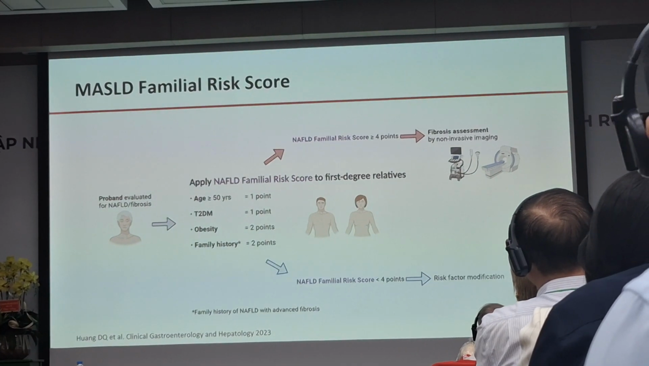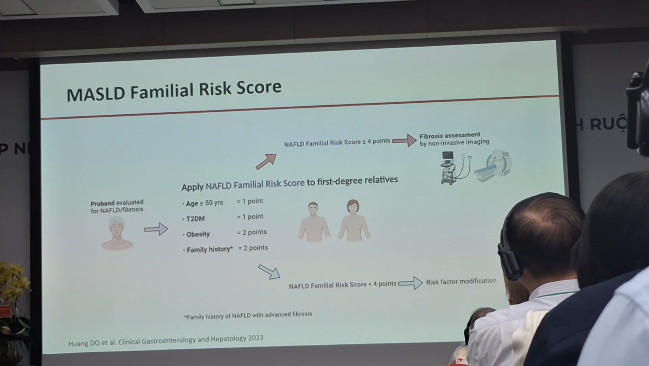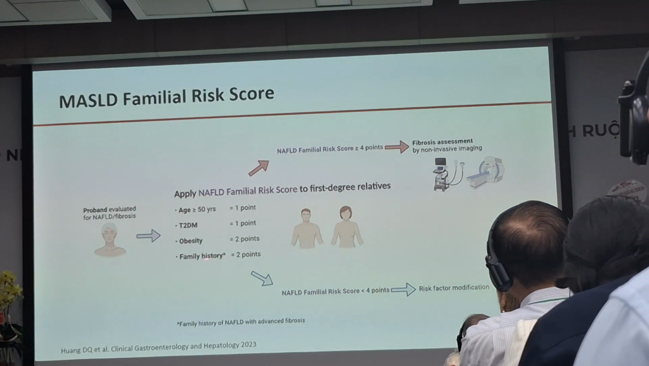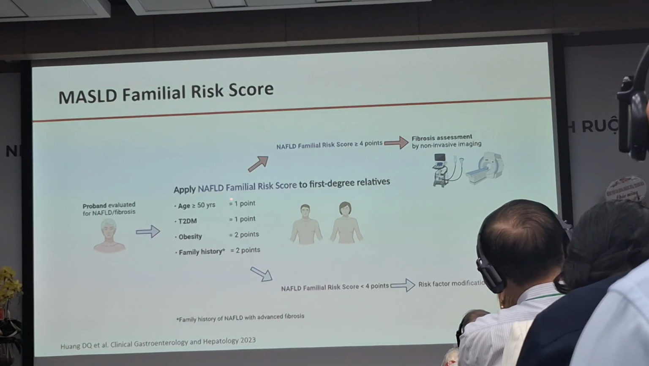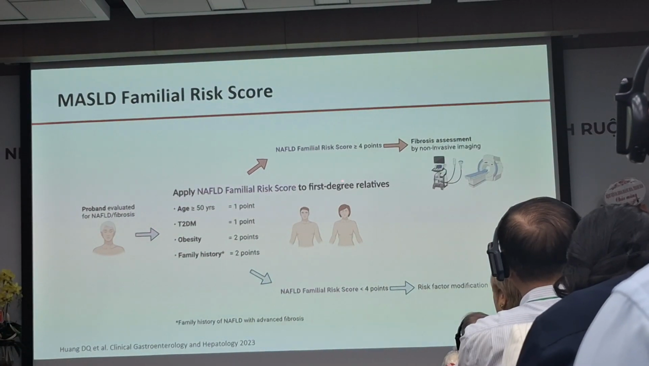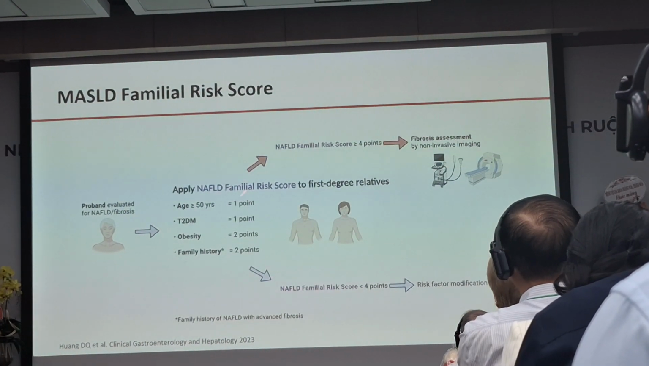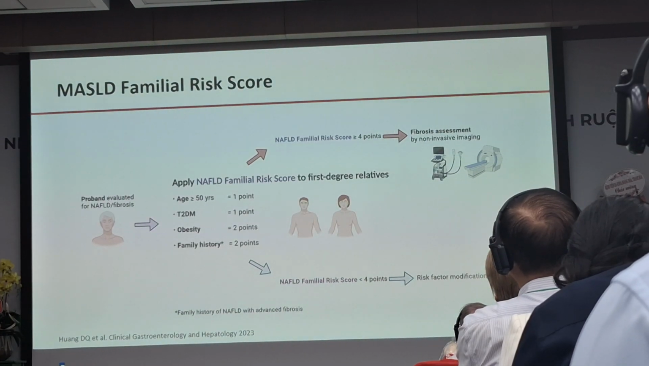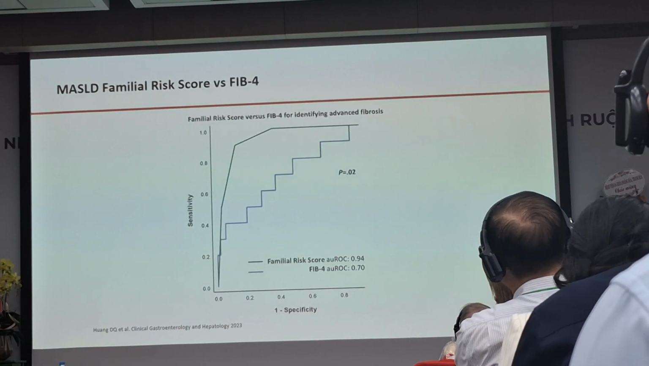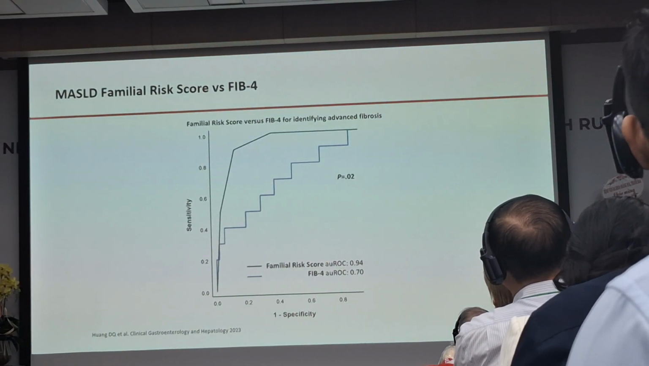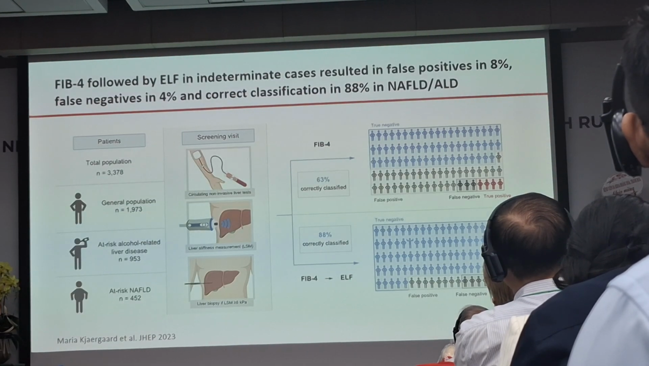This is just one of the studies that we did that showed that if you use family history, you can compute some simple scores: family history 2 points, diabetes and age 1 point, obesity 2 points. If it's 4 and above, then these patients might be at higher risk for advanced fibrosis, and you might want to do things like a fibroscan or more tests to check out the liver. This was comparing our family risk score versus the fibrosis score, and it actually outperformed FIB-4.